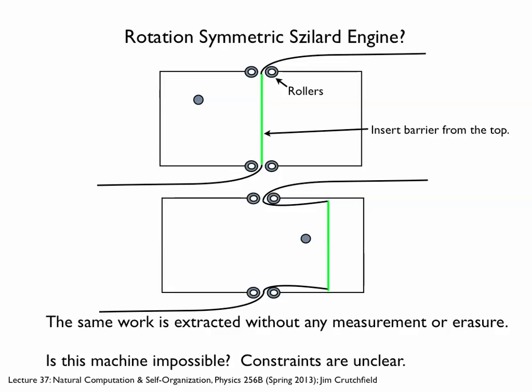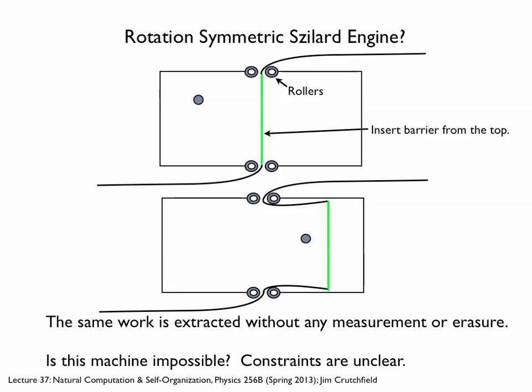By this, I mean, consider this model. What if instead we insert our barrier from the top? It's the same, except we insert our barrier from the top, and we have these strings attached to the barrier, and we have these little rollers that the strings can go along here. And this is 180 degrees symmetric, so right and left, really not necessary to specify here. And then we just allow the pressure exerted by the particle to move the wall here. And that movement, combined with the pressure of the particle, is going to do work by pulling these strings as they move along the rollers. So the same or nearly the same work will be extracted without any measurement or erasure in this process.